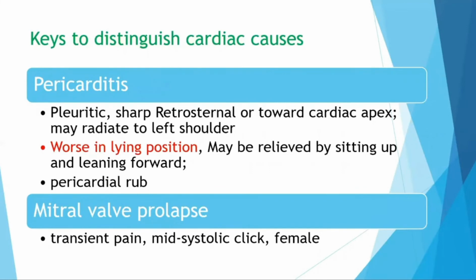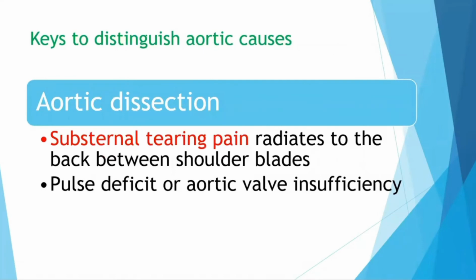Pericarditis, which is pleuritic in nature, sharp retrosternal or towards the cardiac apex, may radiate to the left shoulder. Worse in lying position, may be relieved by sitting up and leaning forward. And clinically, pericardial rub may be found. Mitral valve prolapse, here transient pain, mild systolic click, and common in females. Aortic dissection, this is substernal tearing pain, radiates to the back between the shoulder blades, and pulse deficit or aortic valve insufficiency.